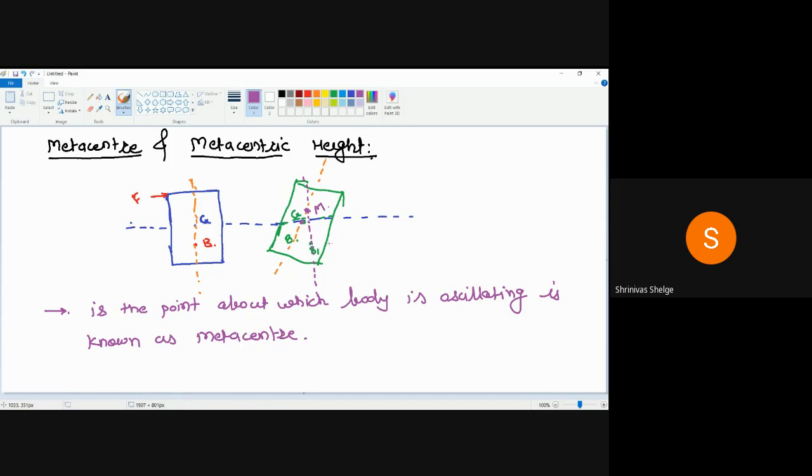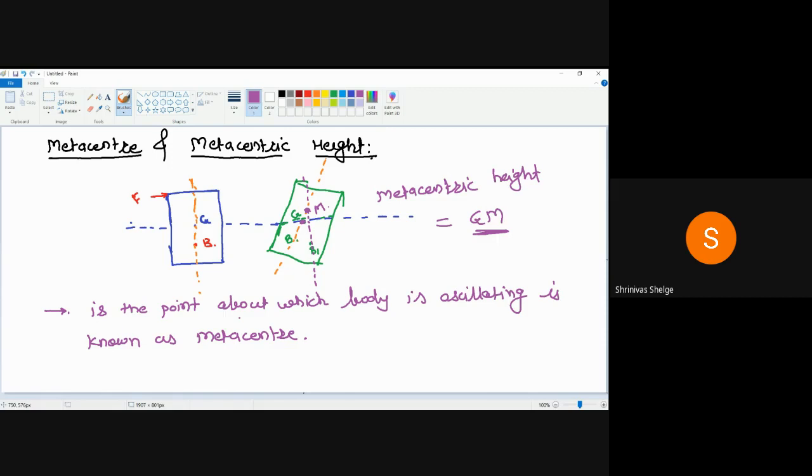Correct. And to locate it, we take the vertical line through the new center of buoyancy after displacement and the axis passing through the old center of buoyancy before displacement and the center of gravity. The point of intersection between these two lines is the metacenter. And the distance between this G and the M is nothing but the metacentric height. So this is the metacentric height, and this is the metacenter.